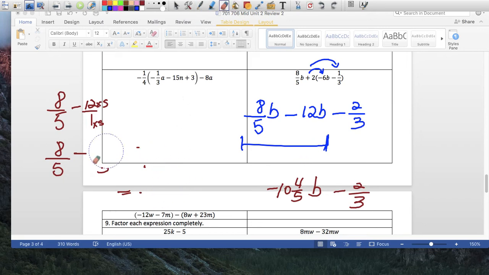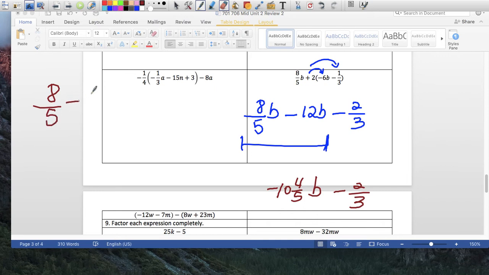Another way you could have done this, you have a calculator, but another way you could have done this is change this guy to a mixed number. So 5 goes into 8 one time, and you have how many left over? 3/5, which means I did something over here wrong, because this should have been 10 and 2/5. Let me do it again. If I subtract these two, it's going to give me -10 and 2/5, right?